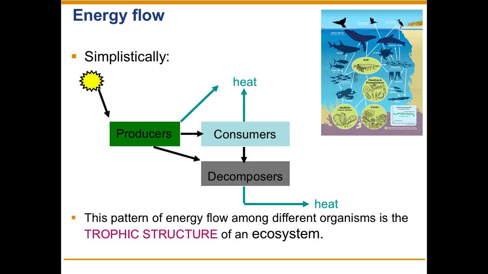They begin with sunlight fueling primary producers, and that energy in primary producers is transferred to consumers and also to decomposers. And at each step of this, we lose energy. Some energy is lost, typically in the form of heat.